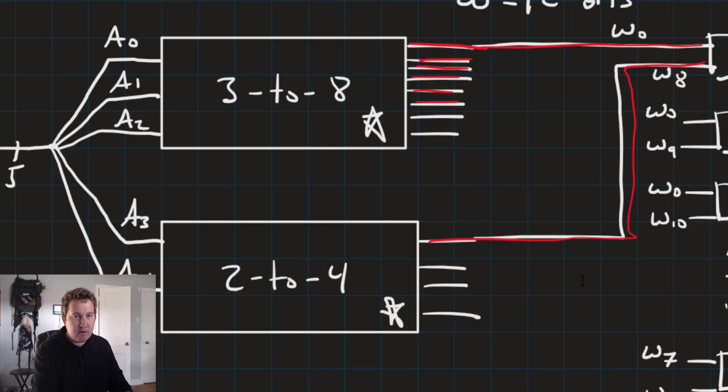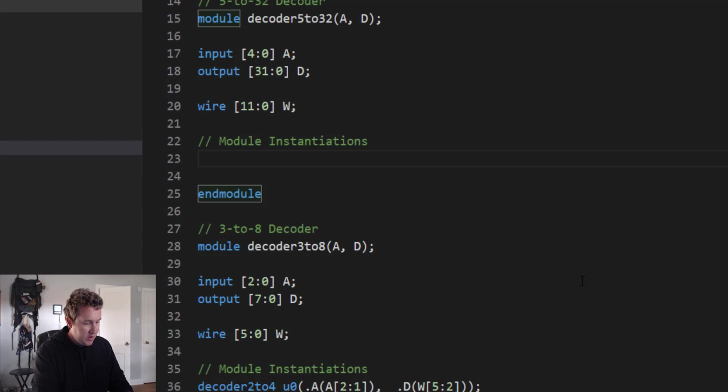So what do we have? A 3 to 8 and a 2 to 4. So a decoder 3 to 8, 2 to 4. And you might have noticed I like to do the bigger one first and then the smaller one. You don't have to do it that way. That's just the way I like to do it.